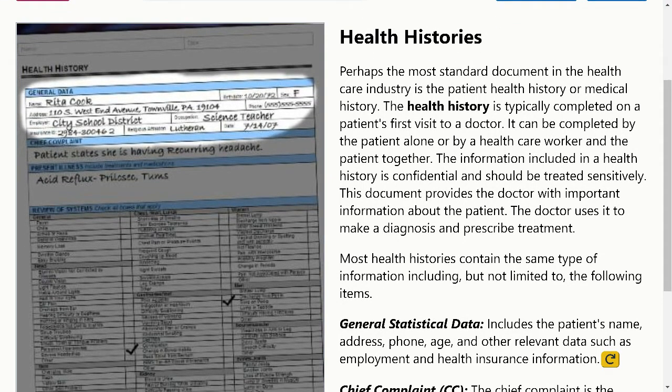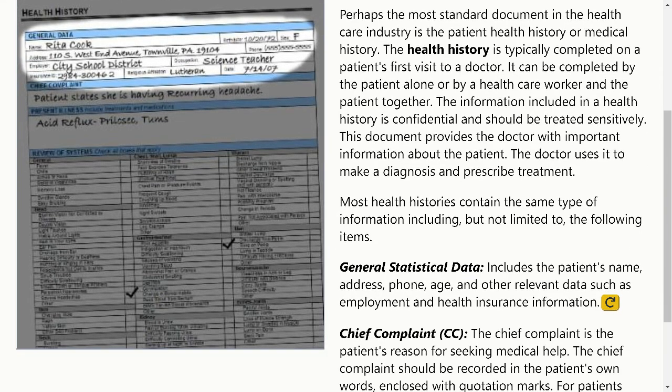It can be completed by the patient alone or by a healthcare worker and the patient together. The information included in the health history is confidential and should be treated sensitively. This document provides the doctor with important information about the patient. The doctor uses it to make a diagnosis and prescribe treatment. Most health histories contain the same type of information, including but not limited to the following.